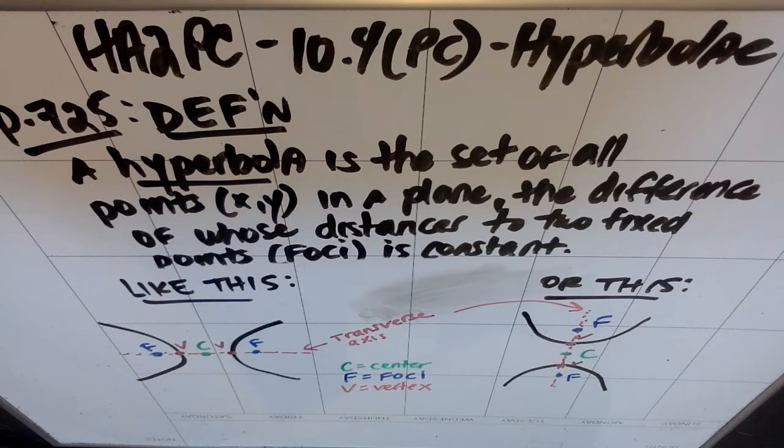So a hyperbola is the set of all points (x, y) in a plane, the difference of whose distances to two fixed points, called foci, is constant. So this is what they look like, and then I'll walk you through what I mean by the distance, the differences of those distances.